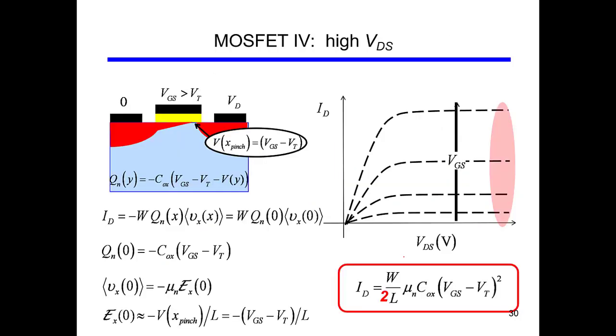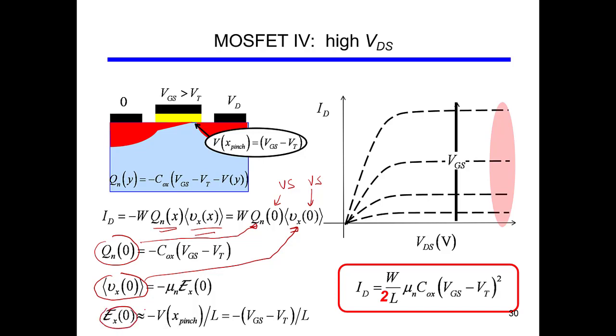Okay, so again we can start with the equations. I don't want you to derive the equation exactly, but let's try to understand. We start with the same formula for ID, which is charge in the channel times the velocity. Now we start with the virtual source. So we start at the virtual source, and at the virtual source we know what is our charge, we know what is our velocity. Okay, so in all these equations, x is equal to 0.